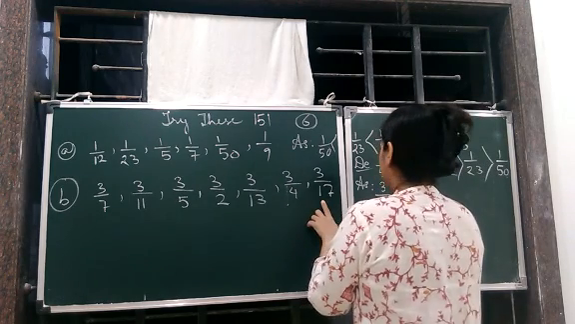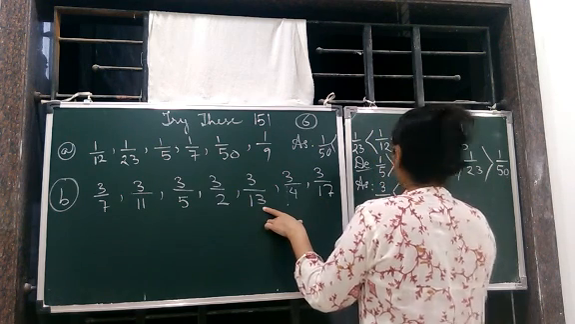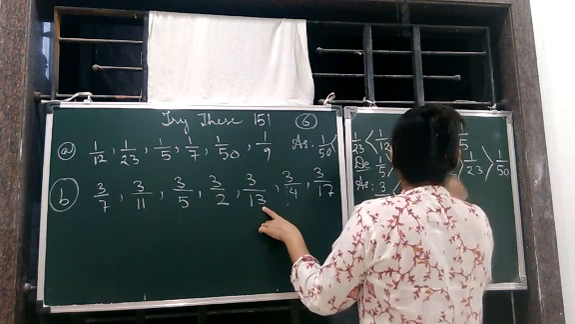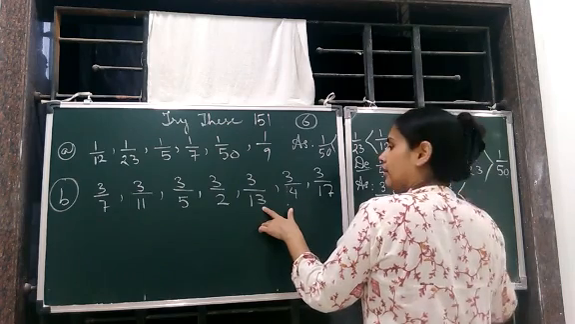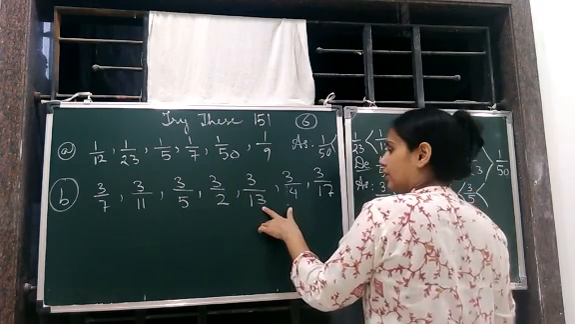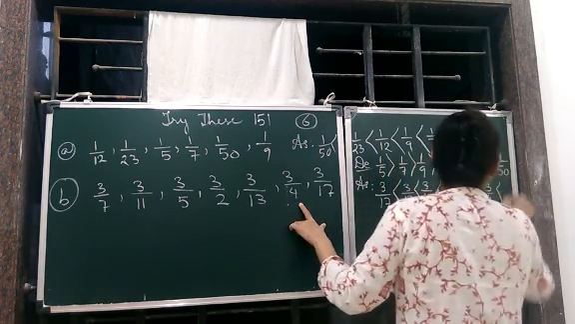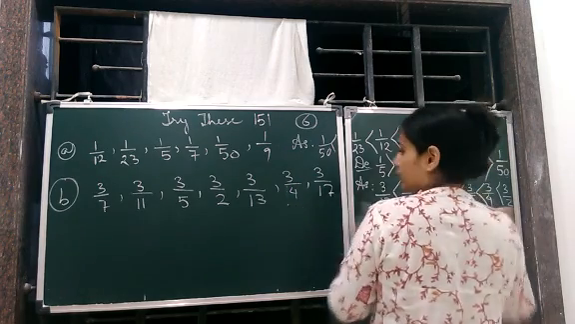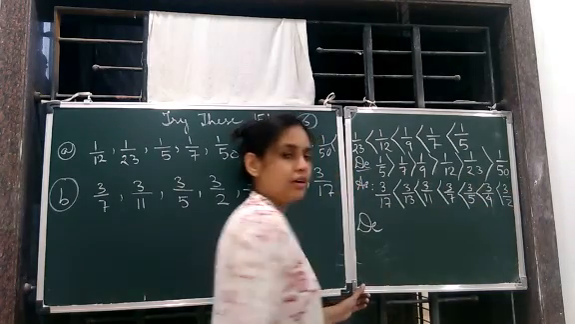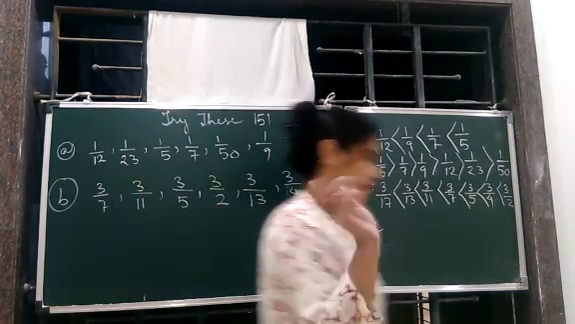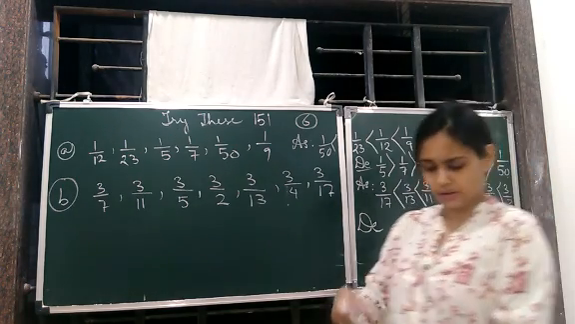So 3 by 17, then 3 by 13, then 3 by 11, then 3 by 7, then 3 by 5, then 3 by 4, then 3 by 2. Please let me count. Yes, correct. And descending will be just opposite. 3 by 2 will come first, just like A. Second one, if you want to do, you can write, otherwise you can leave it also. 3 more such examples have to be given.